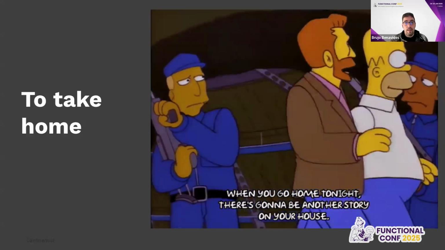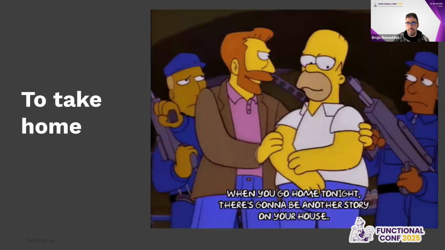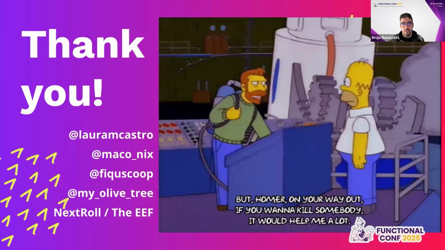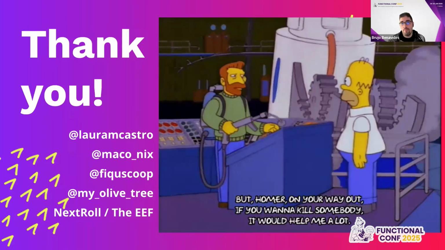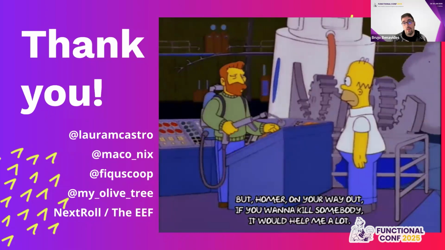So what we have learned today, or what I hope you have learned today, what is the TLDR? Hank and Meandro are static analyzers for Erlang code and Elixir code that detect and report instances of unreachable code with a high degree of accuracy. You can use them, contribute to them, or consider them as an inspiration to write similar tools for your favorite languages.